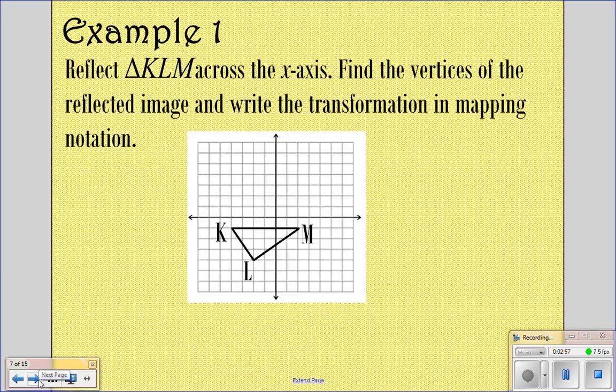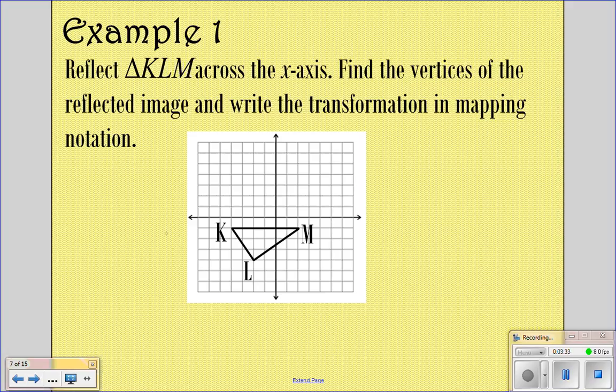So we are going to look at this example 1. We want to reflect triangle KLM across the x-axis, and we want to find the vertices of the reflected image, and we also want to write the transformation in mapping notation. So you need to get some graph paper and go ahead and graph that. If y'all would like, you can do multiple ones on a piece of graph paper instead of getting the little graphs at the front. That's up to y'all if you want to go get some graph paper out.